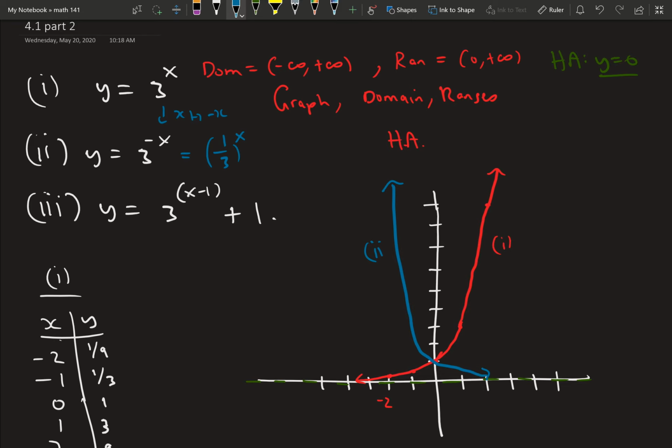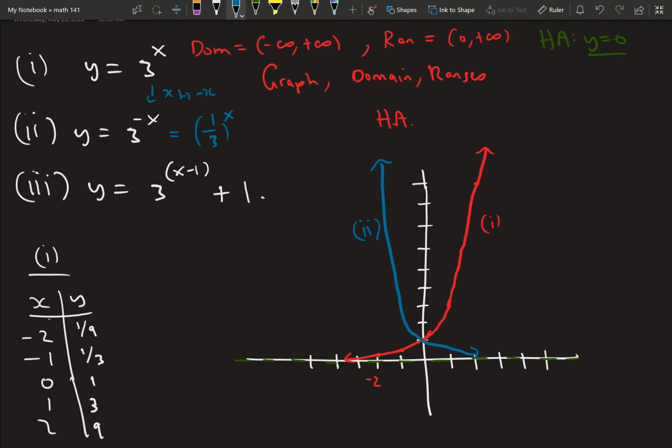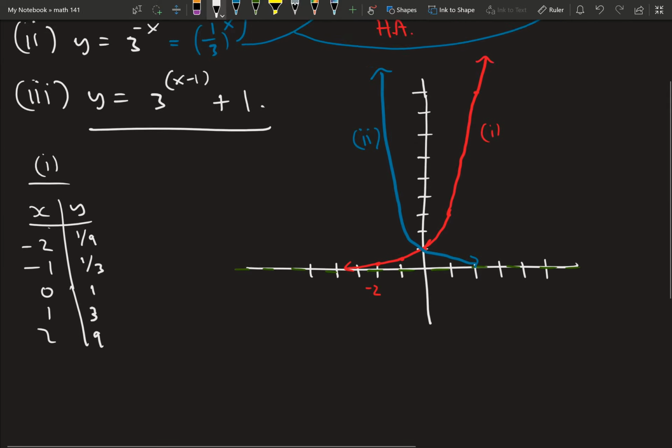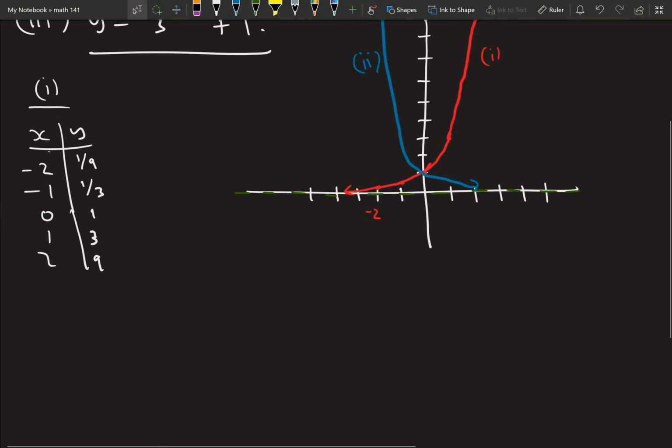And the domain and range are the same actually. So its domain is also -infinity to +infinity. Its range is also 0 to infinity. And it also has the same horizontal asymptote, y equals 0. Everything is the same except the graph flips across the y-axis. Now the one that changes things is number 3 here. So let's do 3 a little bit separately because it's a bit different.